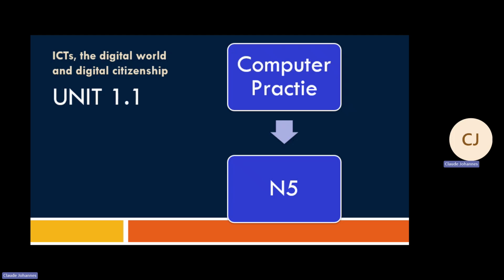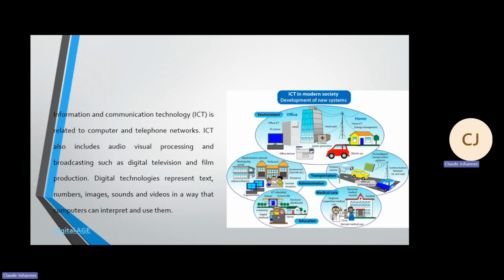So as we can see, ICT, meaning information and communication technology, is related to computer and telephone networks. ICT also includes audio visual processing and broadcasting, such as digital television and film production. Digital technologies represent text, numbers, images, sound, and videos in a way that computers can interpret and use. Right? So here we can see just a broad explanation regarding ICT in modern society.